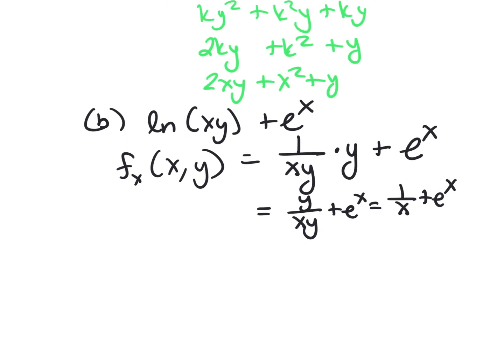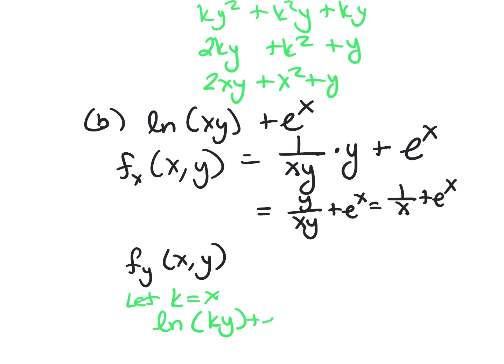Okay, so now let's do, and maybe with this one, it may be helpful for me to just do a substitution to make it easier to see. Again, in this case, we're thinking of x as the constant. So let's just say let k equal x. So think of taking the derivative of ln of ky plus e to the k. Again, k is just a number in this case.